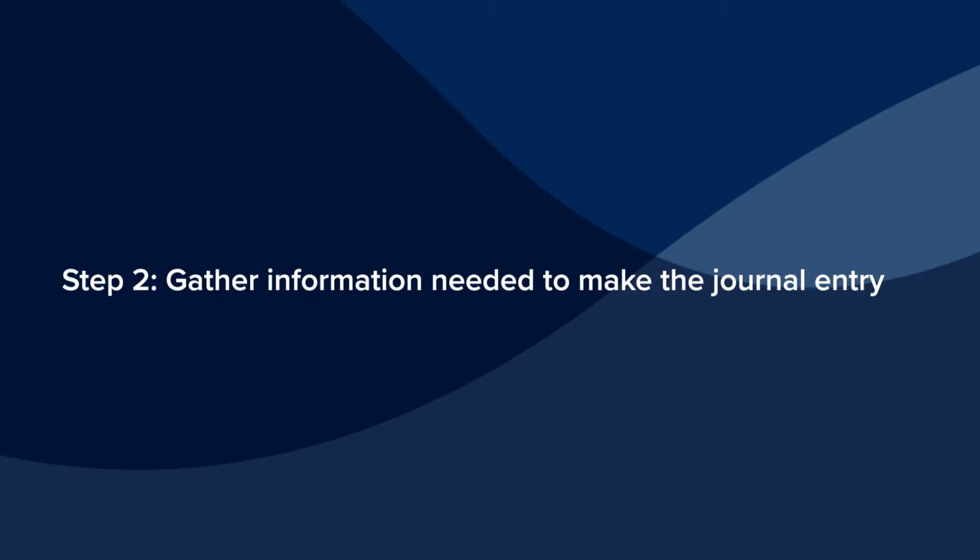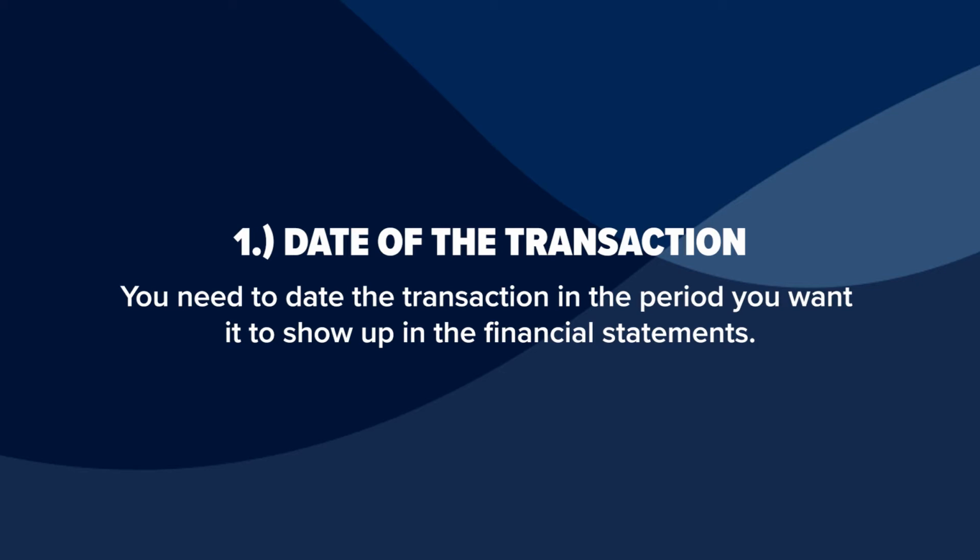Once you know what type of accounting journal entry you need, you are ready for the second step. Gather the information needed to make the journal entry. And every journal entry has 5 components. The first is the date of the transaction. You need to date the transaction in the period you want it to show up in the financial statements. For example, if you're recording depreciation for the first quarter of 2021, your transaction date would be March 31st, 2021.